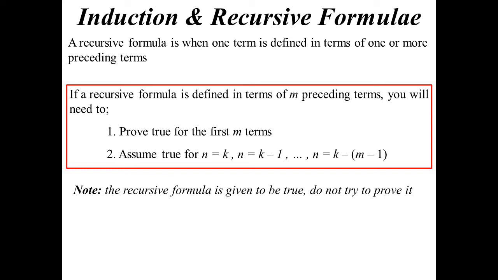Note, the recursive formula is given to be true. That's not what you're trying to prove. A lot of people make the mistake of trying to prove the recursive formula. That's given to you. The first term is the square root of 2. The recursive formula is every successive term will be the square root of 2 plus the term before it. And we're going to prove that every term is less than 2.